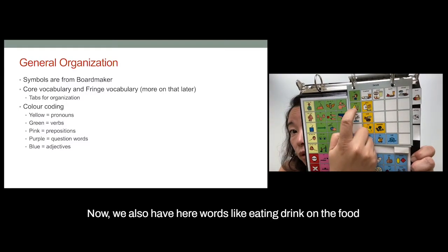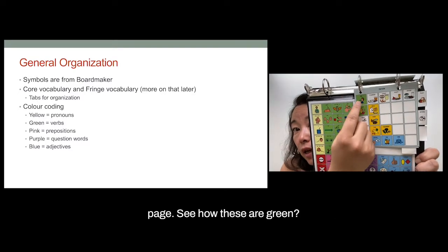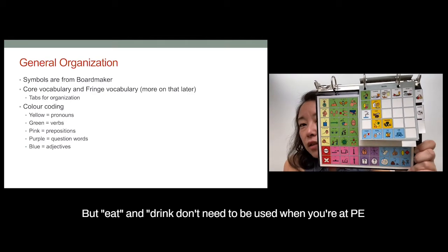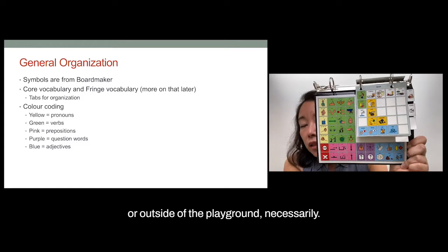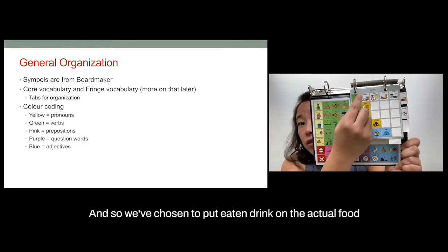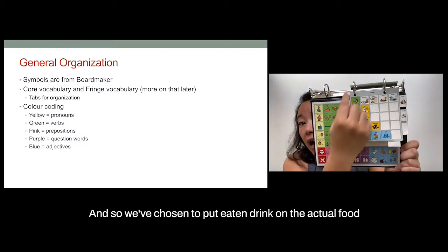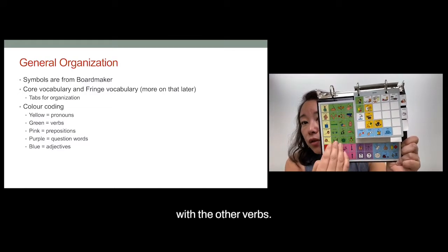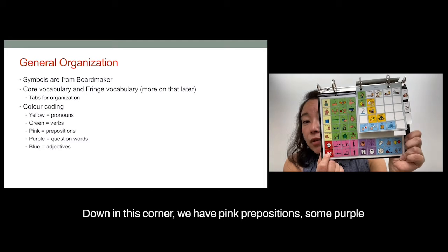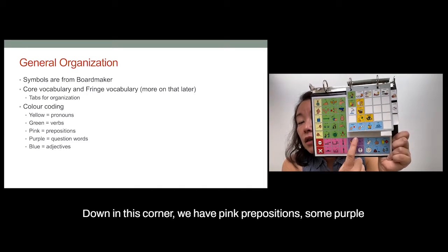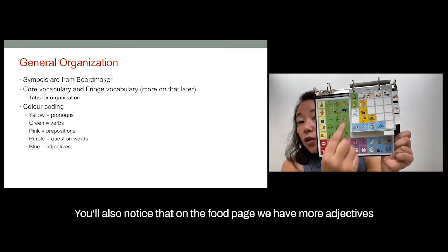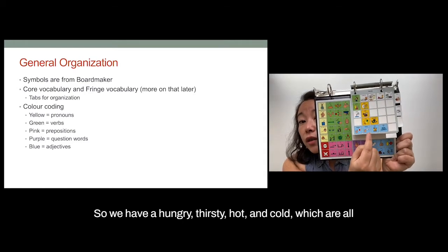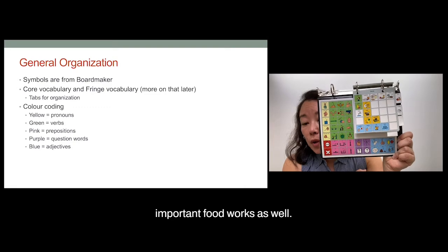Now we also have here words like eat and drink on the food page. See how these are green, so they're still verbs, so that ties it into that. But eat and drink don't need to be used when you're at PE or outside on the playground necessarily. And so we've chosen to put eat and drink on the actual food page where it's nice and handy. But we're also putting eat and drink kind of close over here with the other verbs. We have stop and negation down in this corner. We have pink prepositions, some purple question words, and some blue adjectives. You'll also notice that on the food page, we have more adjectives that belong on the food page. So we have hungry, thirsty, hot, and cold, which are all important food words as well.